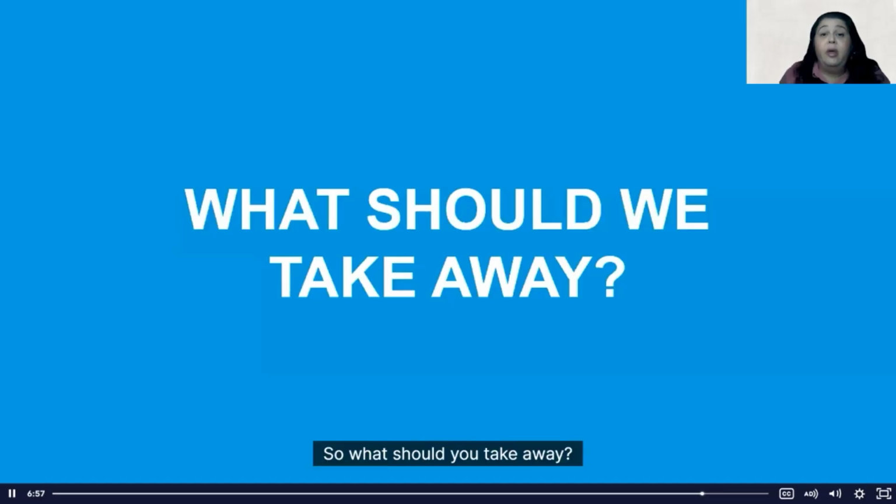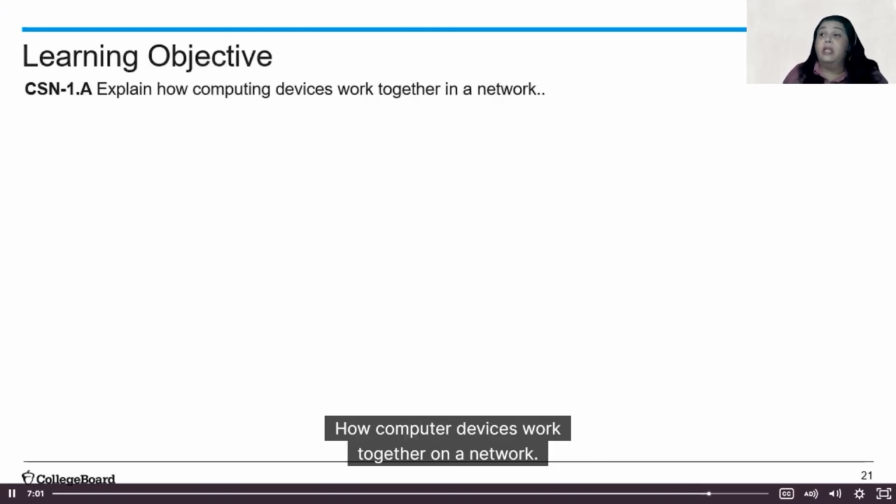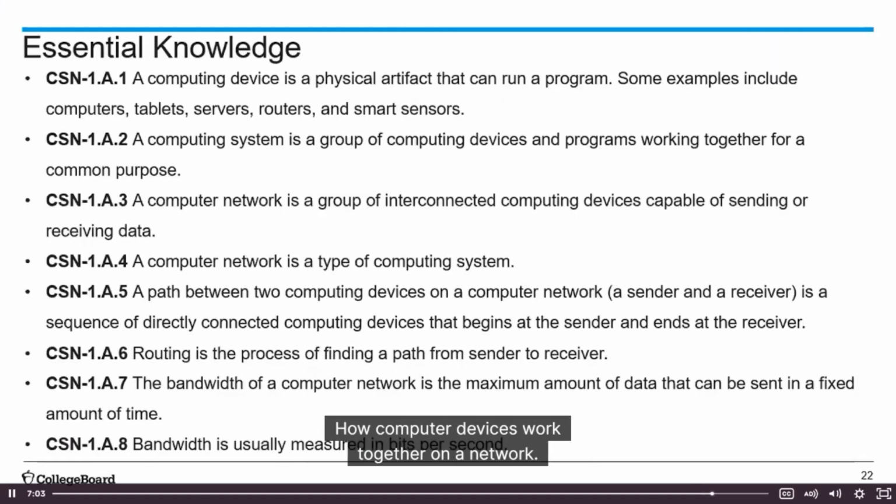Okay. So what should you take away? How computer devices work together on a network. Looking at physical devices like a laptop, a cell phone, your smart devices like your sensors, looking at what a computer network is and the paths that they take and how routing or routers help to form that path so we can get from sender to receiver. And when we jump on the highway of information, let's not forget about bandwidth, okay, measured by bits per second.